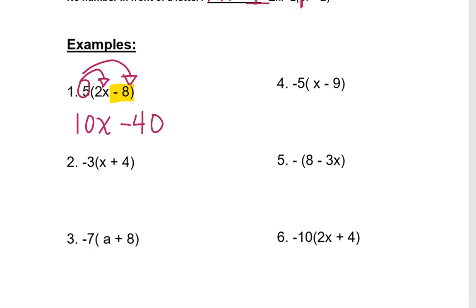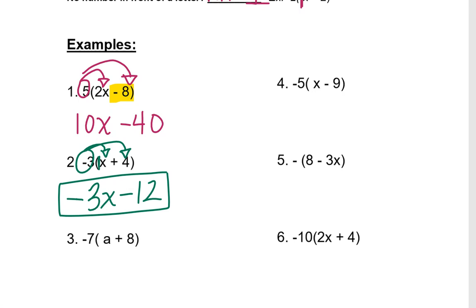Next, I have negative 3 parentheses x plus 4. That x is missing a number in front. It needs a coefficient, so I put a 1. Now I distribute negative 3 times 1x is negative 3x. Negative 3 times 4 is negative 12. My simplified expression is negative 3x minus 12.